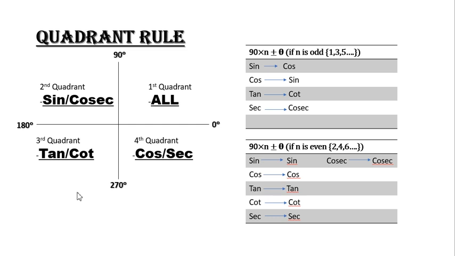Relatives of sine means sine and cosec. Sine and cosec will be positive. All, sine, tan, cos.